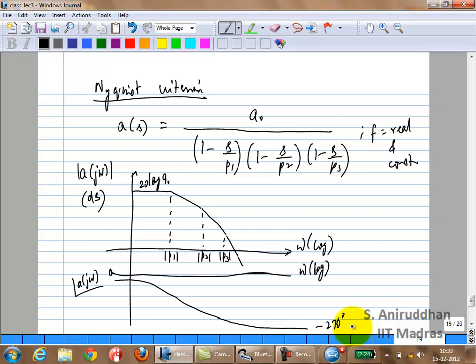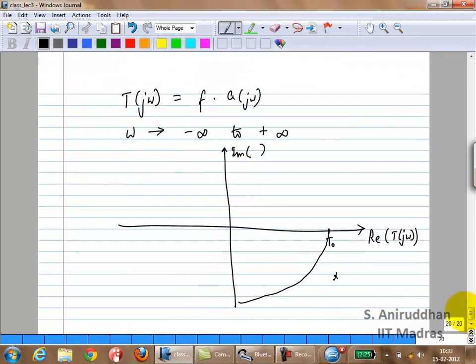At some value of omega, your angle is going to reach 180 degrees. Okay? What will happen? Why will that happen on the polar plot?